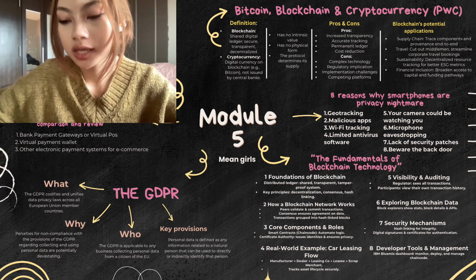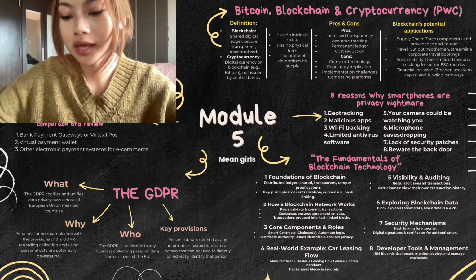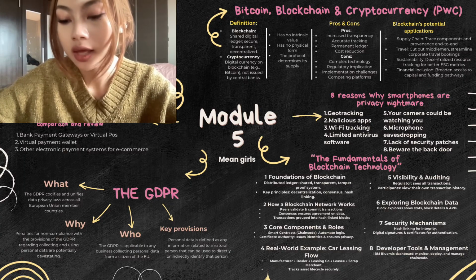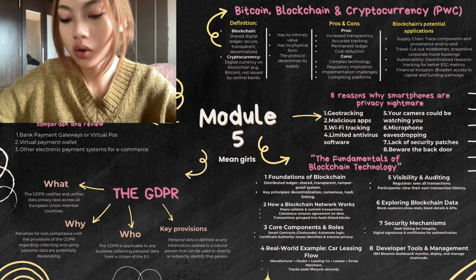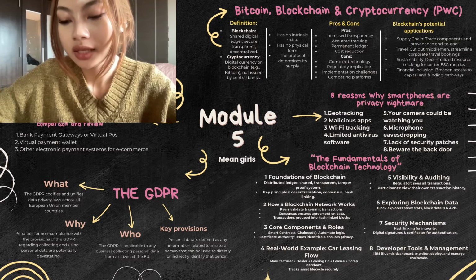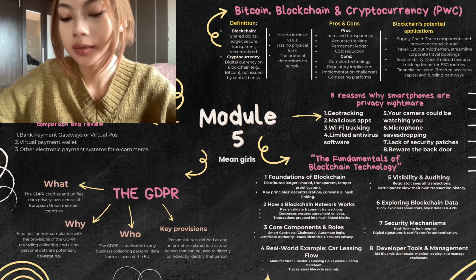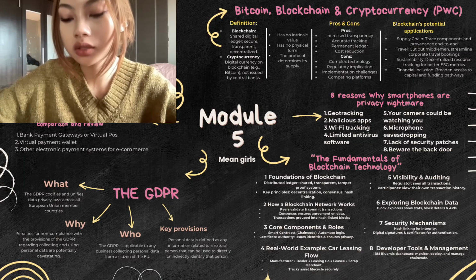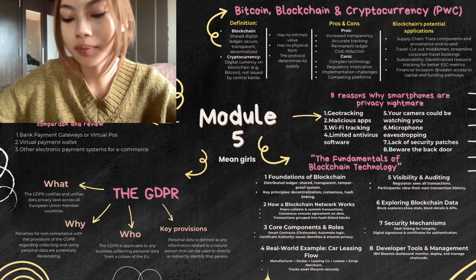And for blockchain's potential applications: supply chain, trace components and provenance end-to-end. Travel, cut out middlemen, streamline corporate travel booking. Sustainability, decentralized resource tracking for better ESG metrics. And the last one, financial inclusion, broaden access to capital and funding pathways.